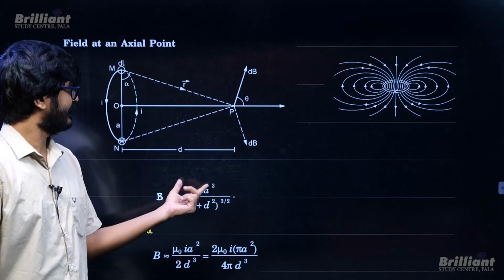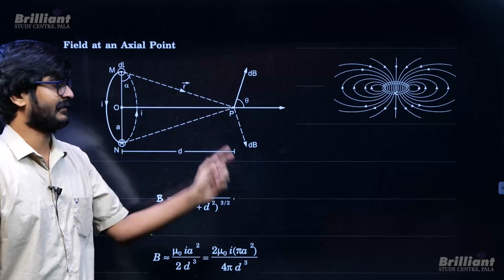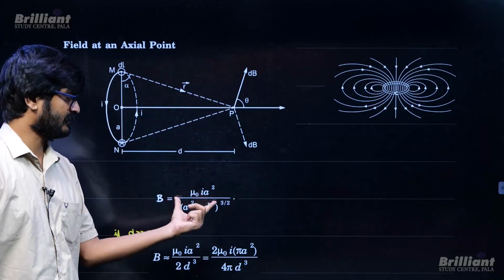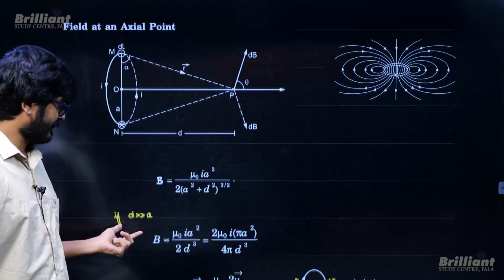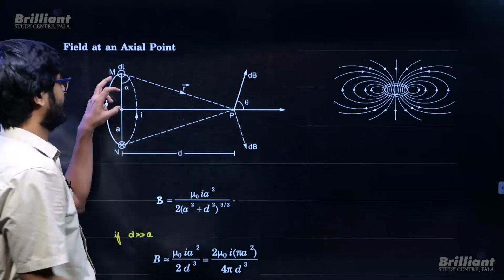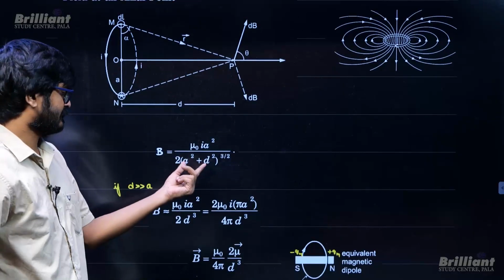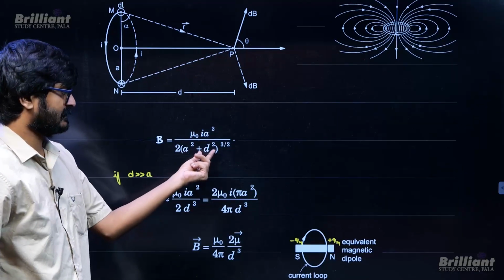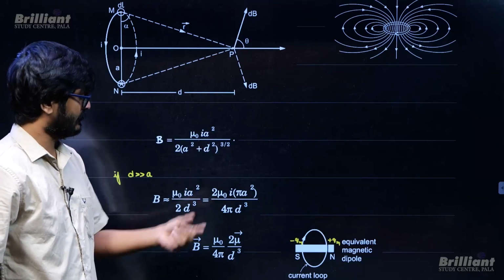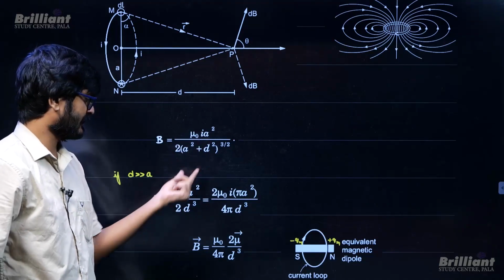Now where A is the radius and D is the distance from the center, and we are finding the field on the axis of the current carrying ring. So that is going to be this much. Now when D is much greater than A, that is when this point is much farther away compared to the radius of the ring, then what will happen? Then I can neglect A in the denominator, so A square plus D square is almost D square, so D square whole power 3 by 2 will become D cube. So the denominator is going to become 2 into D cube, and the numerator is going to be like this.